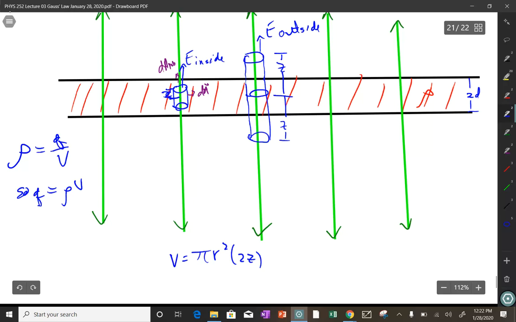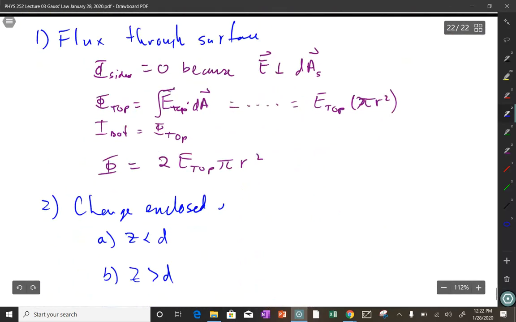Okay, what about this one here? That one should still be pi r squared times 2d, because the charge stopped when z got to d. That's why it's different. So that's why we have part A and part B. Q enclosed is equal to rho times pi r squared times 2z. Q enclosed equals rho pi r squared 2d.